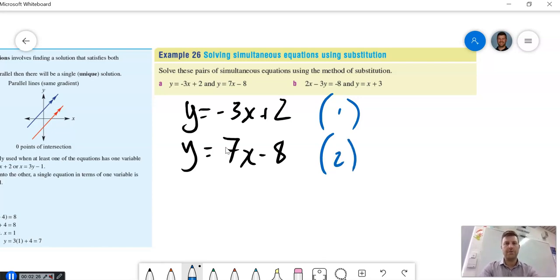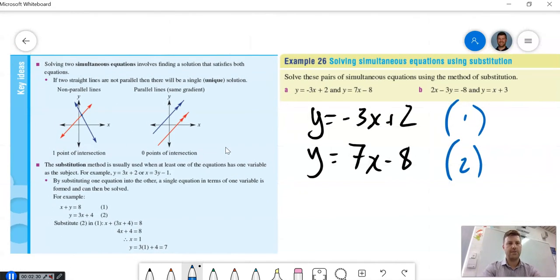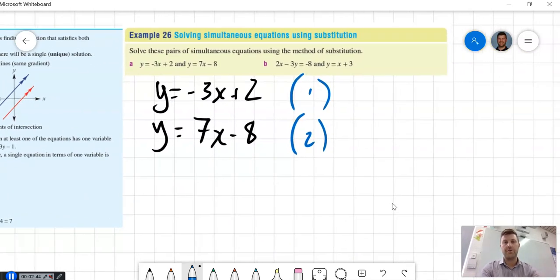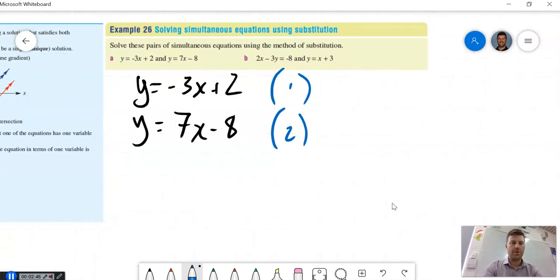Now what I'm going to do, just referring back to this second dot point here, where we're using substitution because the variable is the subject in at least one of those equations. In this case, it's actually the subject in both those equations. Anyway, what I'm going to do is I'm going to substitute equation 1 into equation 2.